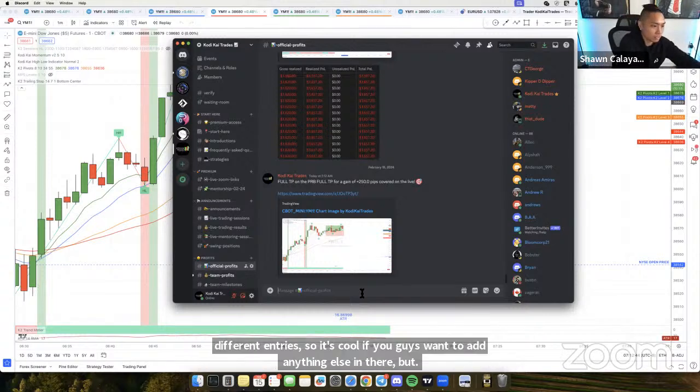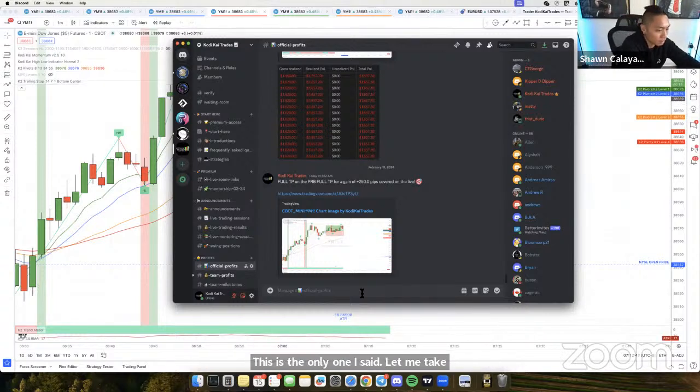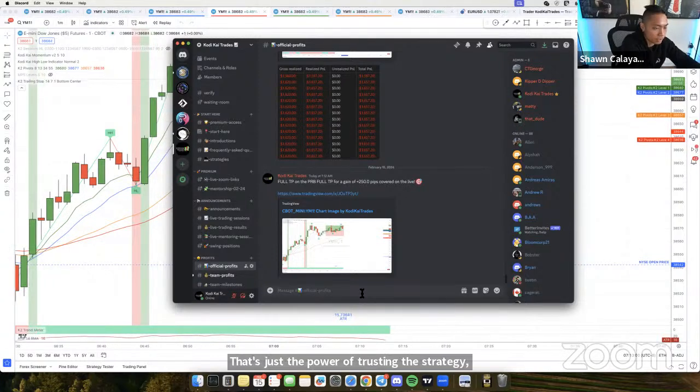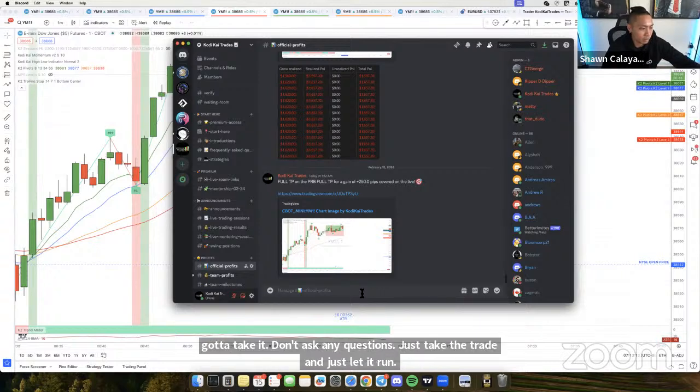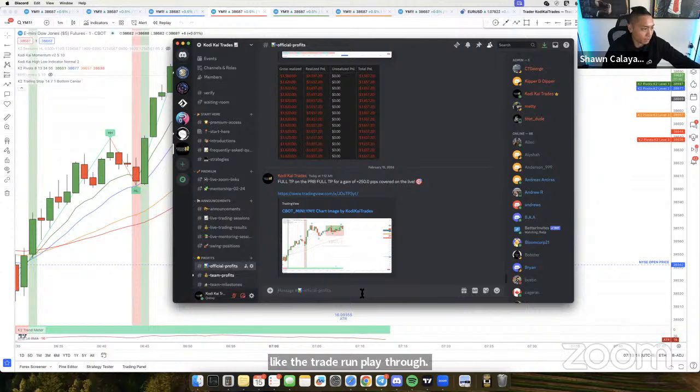Let me take a screenshot of my 20 accounts, a lot of accounts here. But that's just the power of trusting the strategy, right? I've done my testing. I know the strategy works. You just got to trust it. You got to take it. Don't ask any questions. Just take the trade and just let it run. That's really what it is. I let the trade run and play through. I only planned on taking one account, but I already had all the accounts open. So that's why I didn't really have a choice at that point.